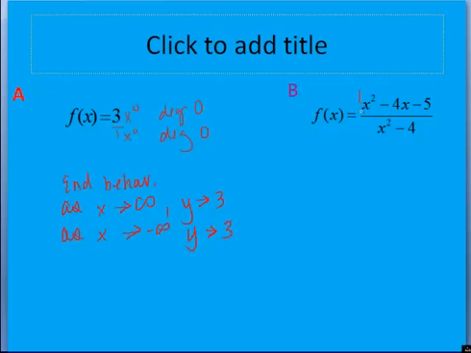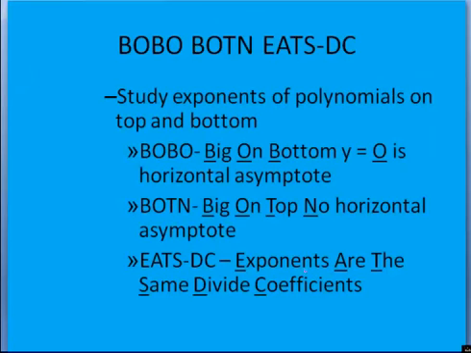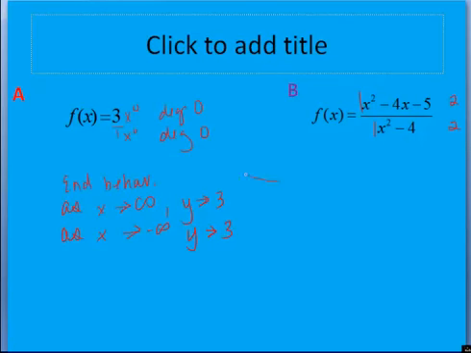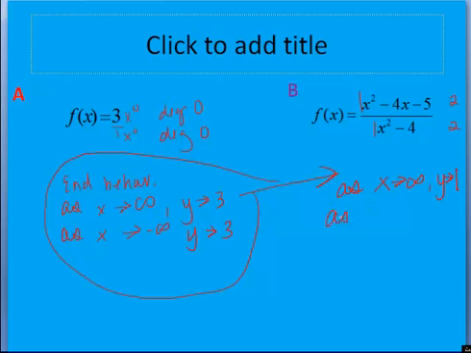Alright, so same thing here. Sorry, I didn't give you a very good variety here. But this is a degree 2 polynomial over a degree 2 polynomial. So once again, exponents are the same. As x approaches infinity, y approaches 1, and as x approaches negative infinity, y approaches 1, because when we divide our coefficients, our end behaviors approach 1, and this is our horizontal asymptote.